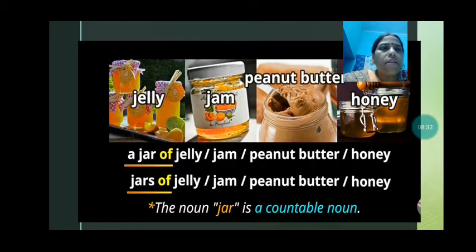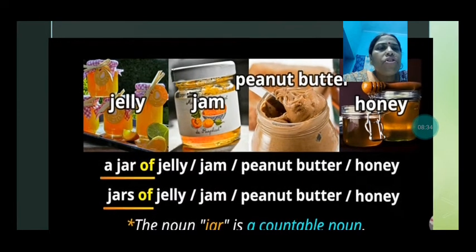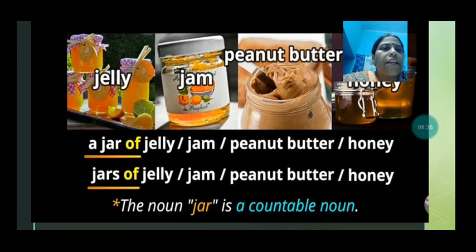Then see, the container used is jar. A jar of jelly, a jar of jam, a jar of peanut butter, a jar of honey. For the plurals, we'll use jars of jelly, jars of jam, jars of peanut butter, jars of honey. So these containers you can count, and the noun jar is a countable noun. It will become a countable noun.